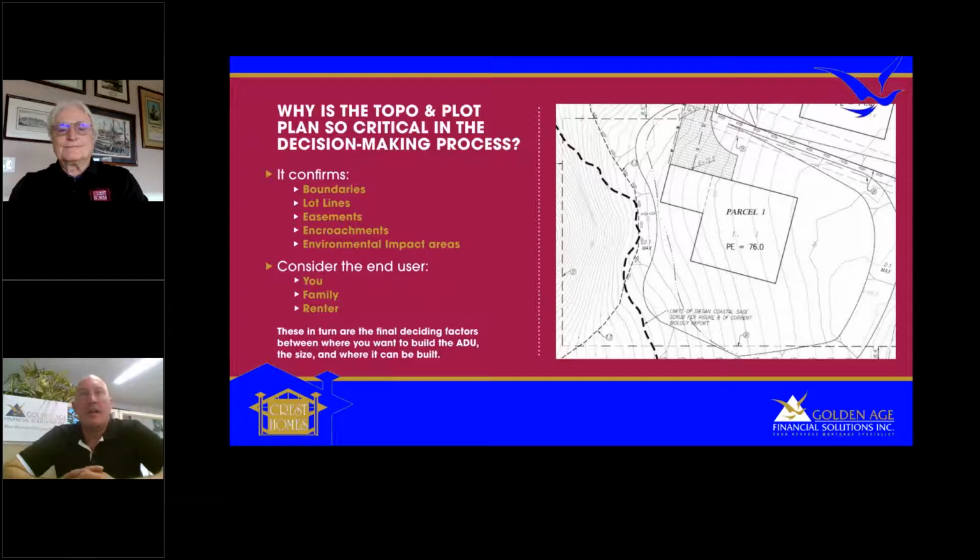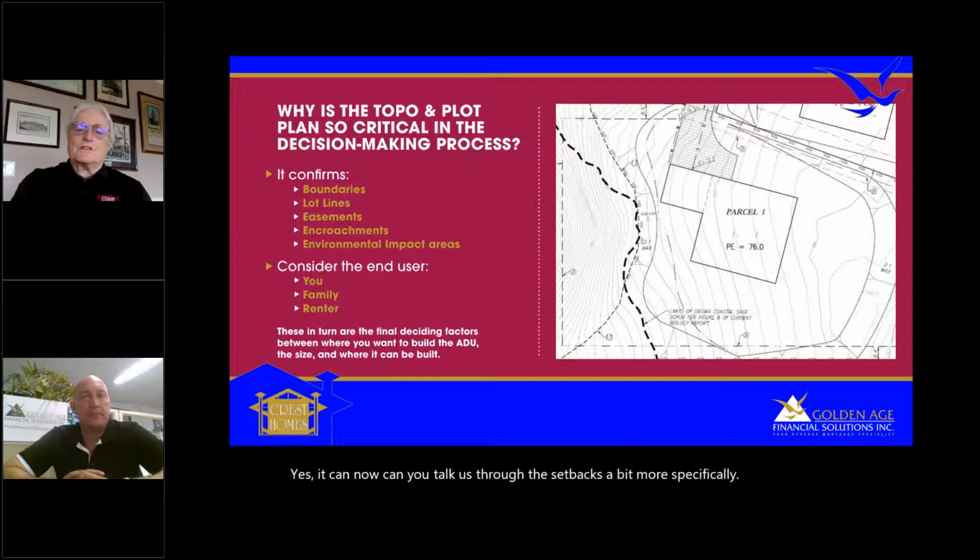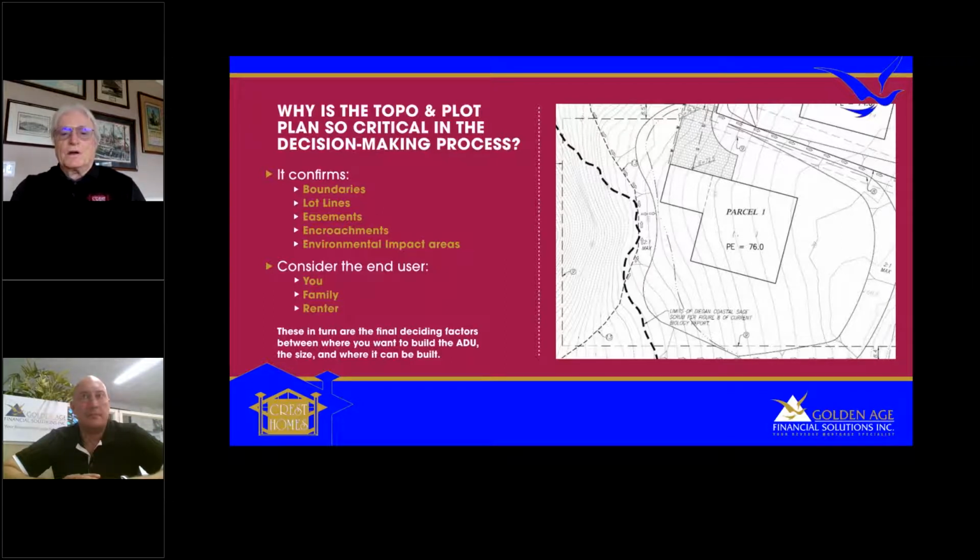Yes, it can. Now, can you talk us through the setbacks a bit more specifically? Sure. The setbacks are the distances you're allowed to build from the front and back and both sides of your property. Now, the new ADU laws set the maximum at 4 feet, regardless of what your local jurisdiction says. In fact, local jurisdictions need to be complying with that right now.